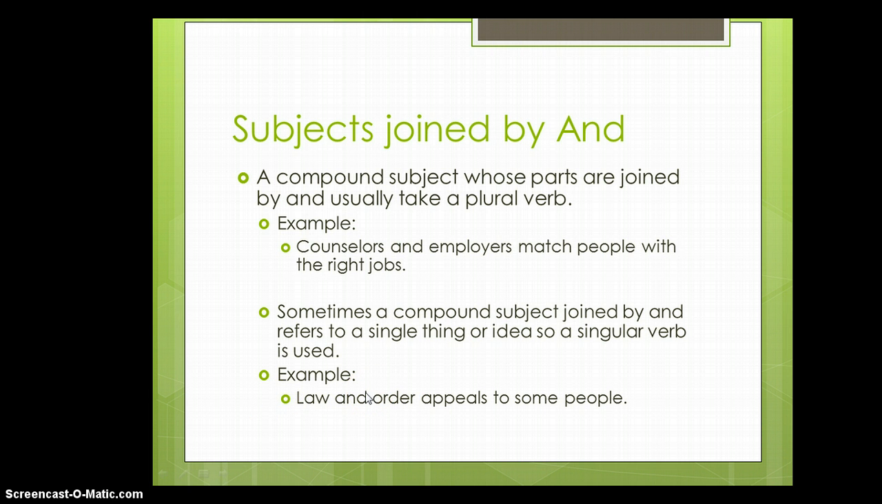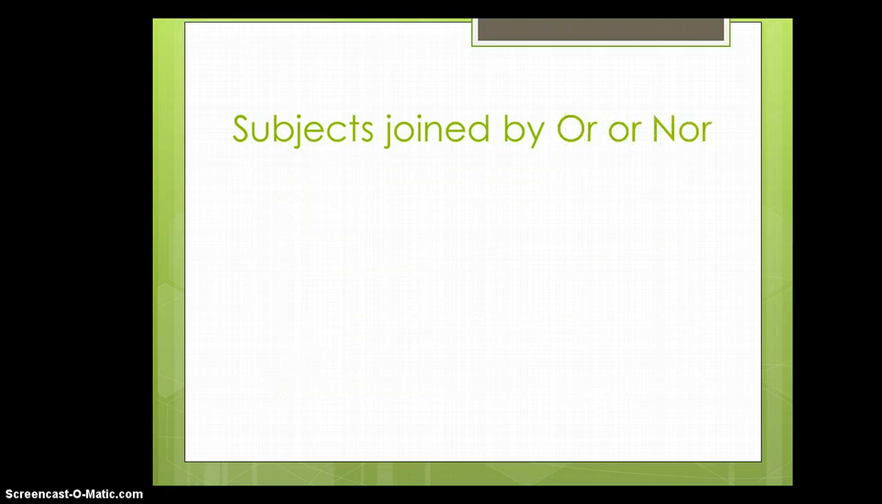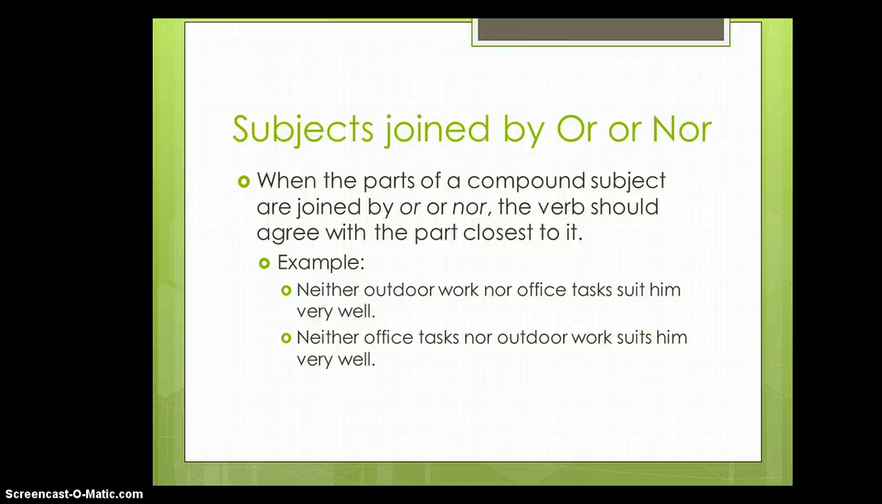Okay, so I'm going to read that again. A compound subject joined by and refers to a single thing or idea. Law and order, peanut butter and jelly, those types of things. So that's where you're going to have the singular verb. Okay, subjects joined by or, nor. When the parts of a compound subject are joined by or, nor, the verb should agree with the part closest to it. Okay, so let's look at a couple examples.